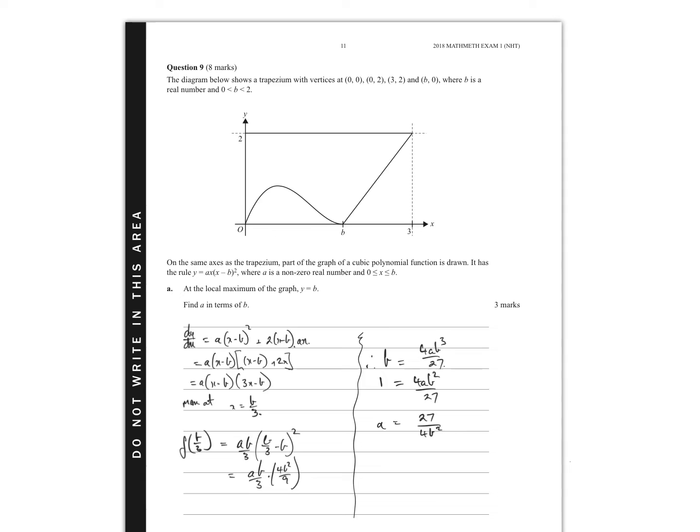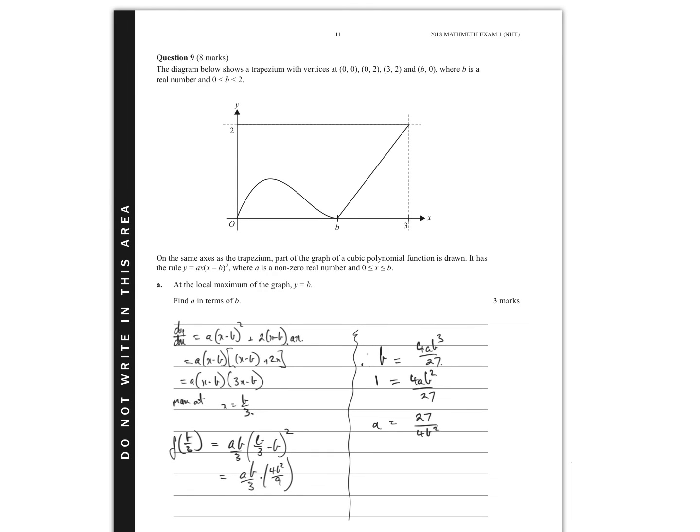What have we got here? A diagram, a whole heap of points: 0, 0, 0, 2, 3, 2, which is up there, and B0 down here, that's fair enough. On the same axis as the trapezium, part of the graph of a cubic polynomial function is drawn. It has a rule y equals ax minus b squared, and so on. At the local maximum, I can find it in terms of a and b.